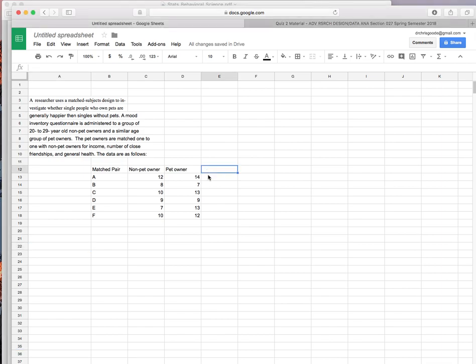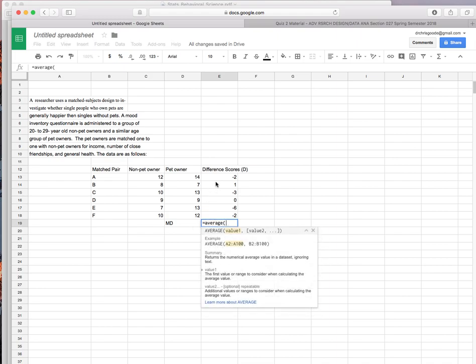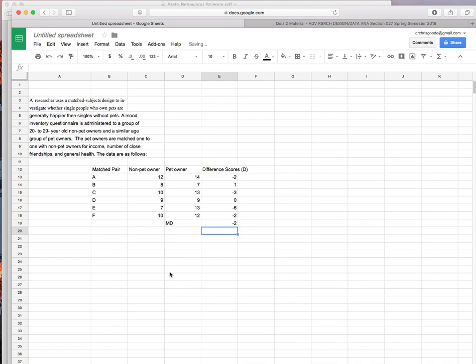That means that instead of looking at means for each group individually, we're going to calculate difference scores, right? Each one of these is a D for difference score. So we're going to subtract non-pet owners minus pet owners, and copy and paste that to get our difference scores. What we're trying to do is find out if the mean difference score is significantly different from 0. So we're going to average our difference scores to get this mean difference score.